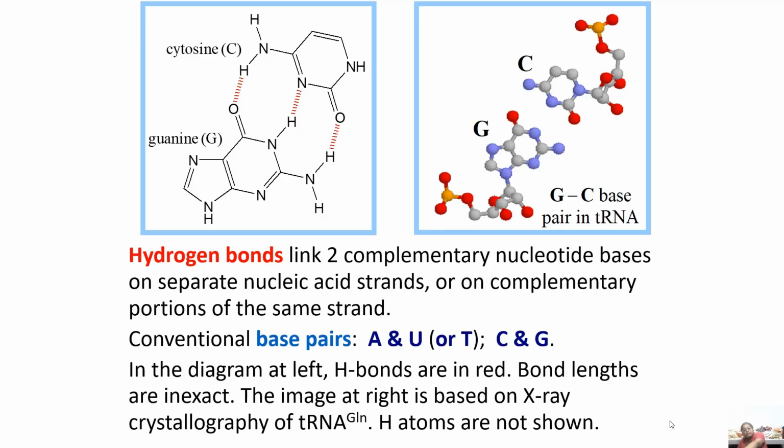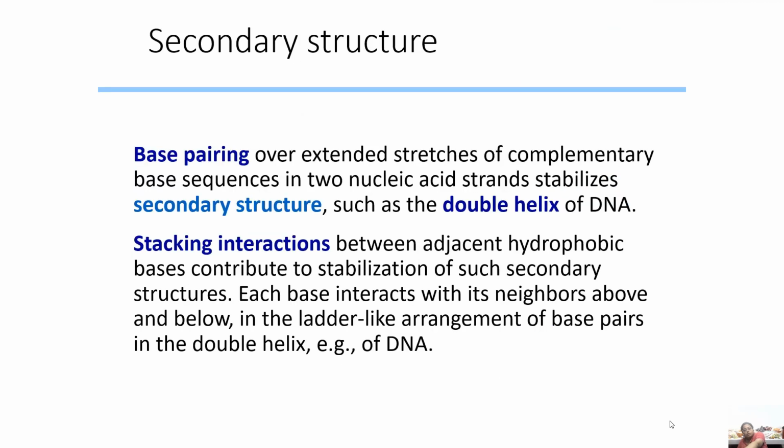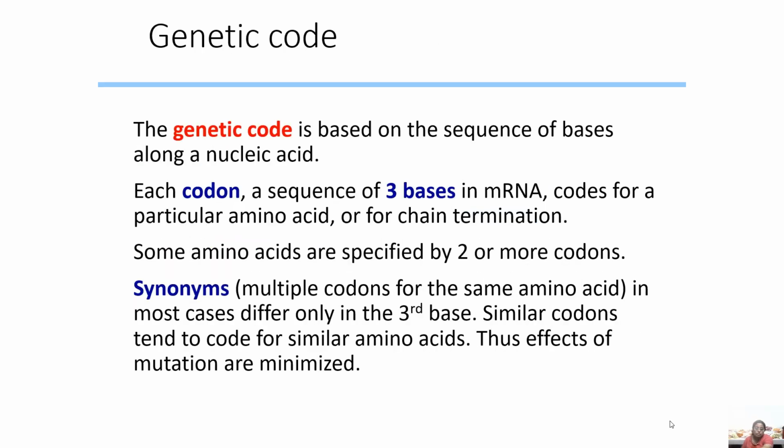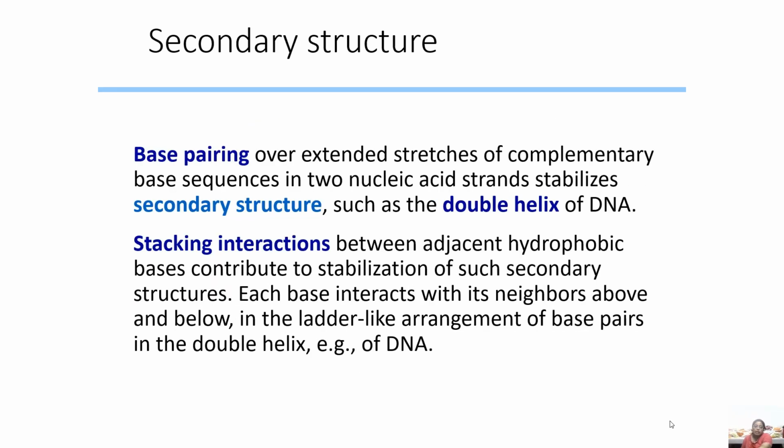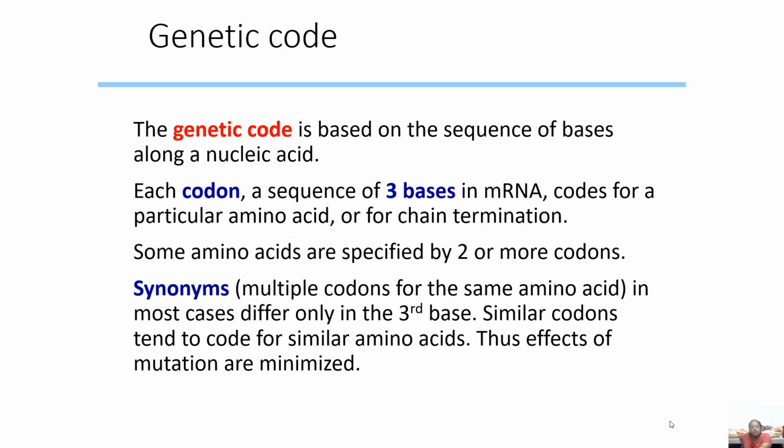Conventional base pairs are A with U or T, and C with G. Base pairing over extended stretches of complementary base sequences in nucleic acid strands stabilizes secondary structures such as the double helix of DNA. Stacking interactions between adjacent hydrophobic bases contribute to stabilization of such secondary structures. Each base interacts with its neighbors above and below in the ladder-like arrangement of base pairs in the double helix. Now, the genetic code is based on the sequence of bases in a long genetic nucleic acid.